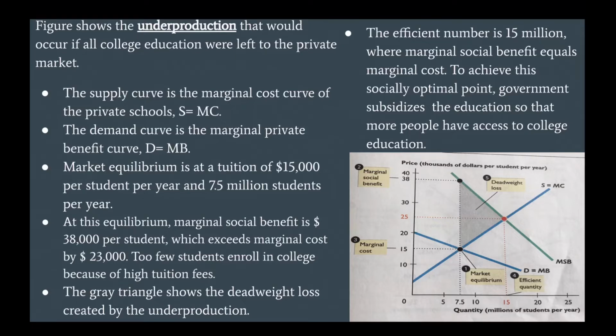The figure shows the underproduction that would occur if all college education were left to the private market. In the figure, the supply curve is the marginal cost curve of private schools, S equals MC. The demand curve is the marginal private benefit curve, D equals MB. The market equilibrium is at a tuition of $15,000 per student per year and 7.5 million students per year. At this equilibrium, the marginal social benefit is $38,000 per student, which exceeds marginal cost by $23,000.